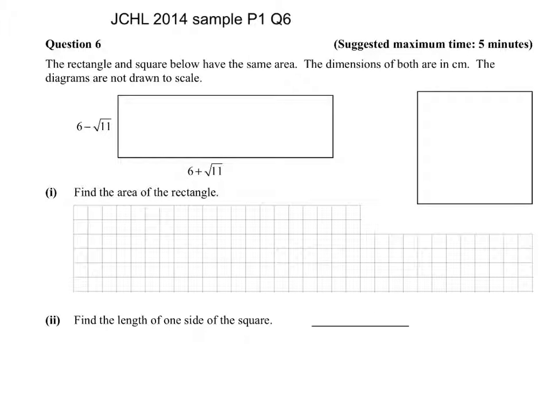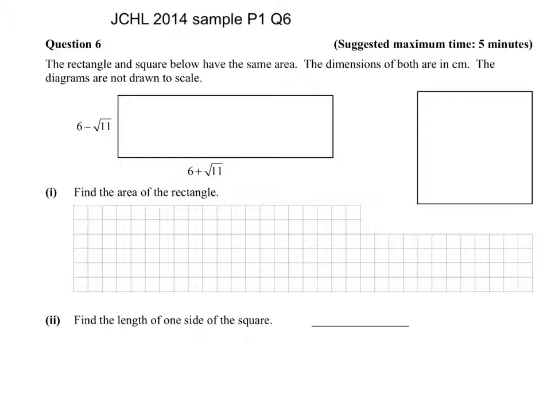Junior Cycle Higher Level 2014 Sample Paper 1, Question 6. This is a reasonably straightforward question. There's a slightly longer way of doing it and a slightly shorter way of doing it. I'll mention both. So we have a rectangle and a square, and the key thing they say is the area of the two shapes is the same.